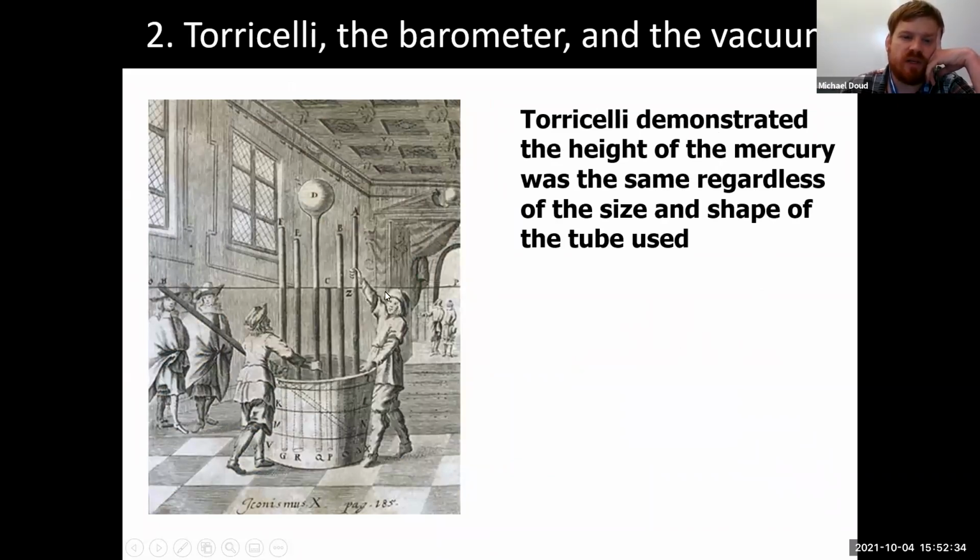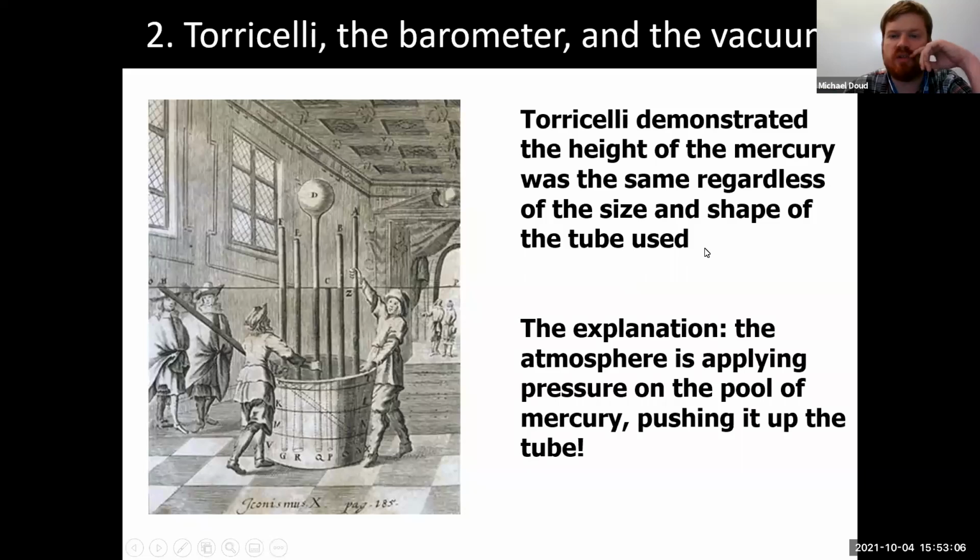Note here the different sizes of columns that you can see, and the different shapes of the glass tubes. Again, a big part of the story is the fact that in the 1600s in Italy, there was a really good set of glass making processes. So you can imagine this happening anywhere in the world that had access to mercury and glass. It just happened to be that Italy was the first to have those available. So Torricelli demonstrated that the height of the mercury was going to be the same regardless of the size and shape of the tube used.